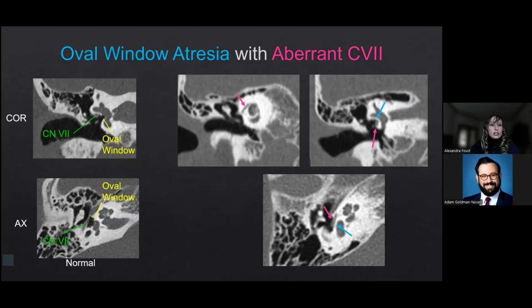Finally, although not always true, a lot of times when you have oval window atresia, you'll have an abnormal course of cranial nerve 7, and the facial nerve canal will actually go right over top of the atretic oval window. So it's much more medial in position than where it normally should sit.